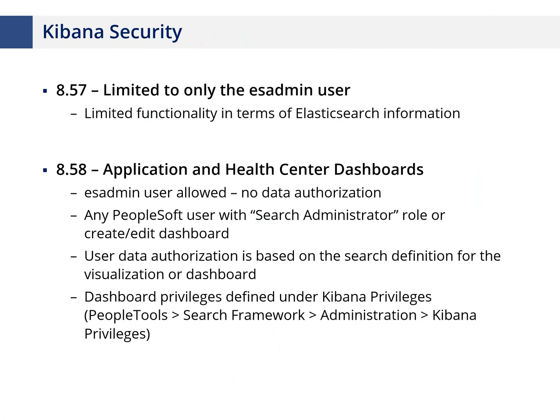But in the next version, Oracle is spending a lot of time on Kibana development, trying to expand this out and give you more capabilities. Kibana was released in 8.5.7, and it was very, very limited. To log into Kibana, there was only one user, ESAdmin, that root Elasticsearch user, and you could just get basic information about indexes and things like that. As part of the PeopleTools 8.5.8 release, Oracle is now giving you dashboards, allowing you to pull up application information, health center information, much more significant data.